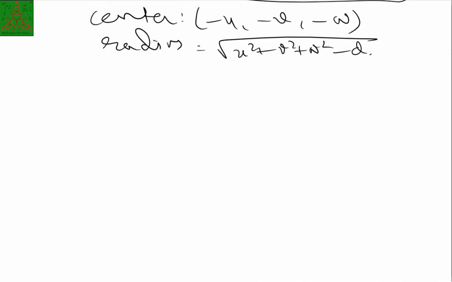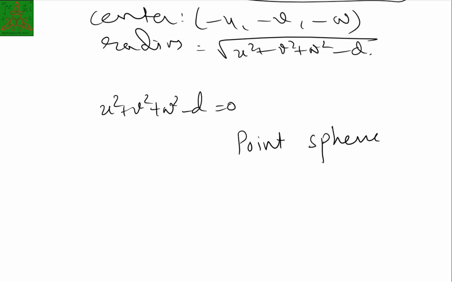Now, if the radius of the sphere is 0, that means u square plus v square plus w square minus d is 0. This type of sphere is called a point sphere. It represents just a point. So this is a sphere with radius 0.